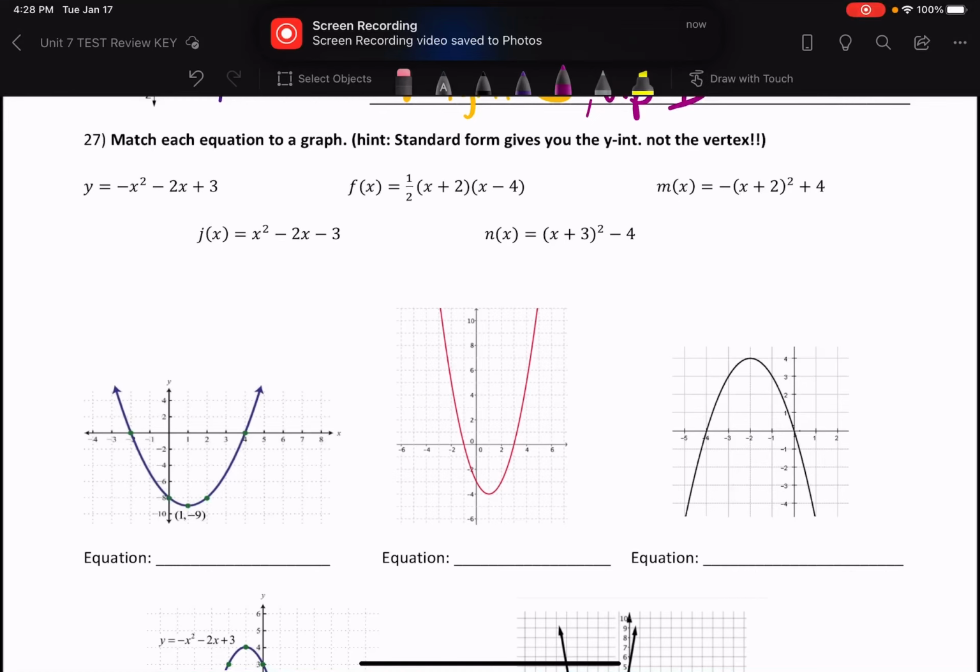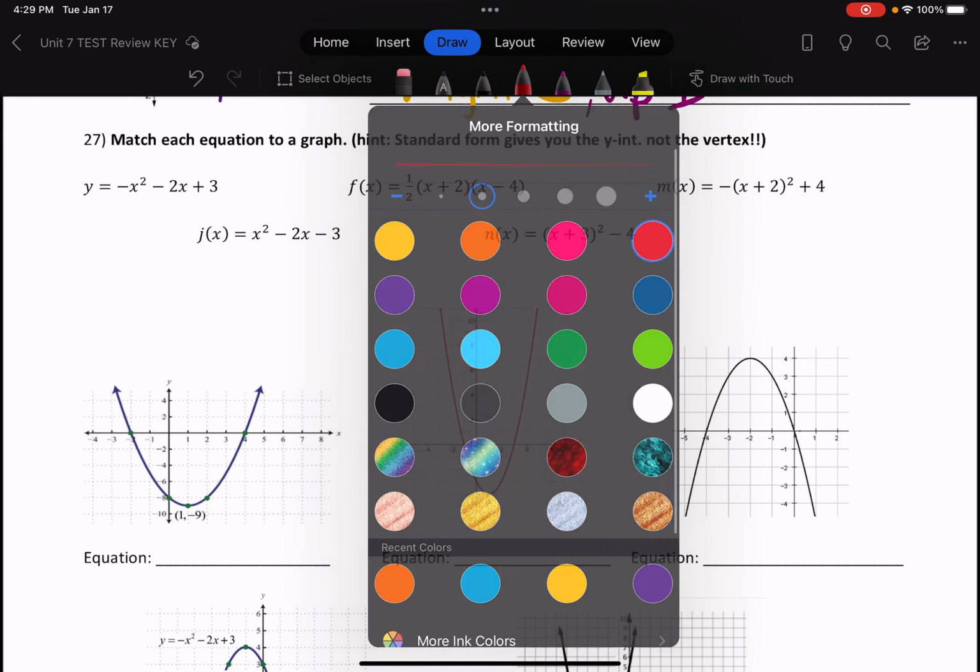Hey guys, we are on the last portion of our Unit 7 test review of graphing quadratic functions. Now we have 5 functions that are graphed, and I've given you 5 equations, but we've got to match them to the correct equation. Some of the ways that I have found this easiest is just by looking at some of the key characteristics. I like to first start off with my a values.